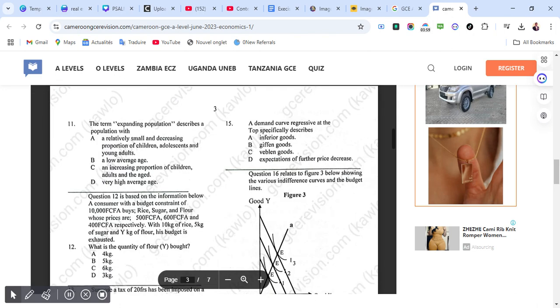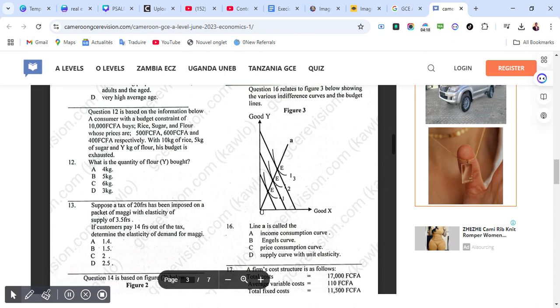The term expanding population describes a population with, question 11, the correct answer is C, an increasing proportion of children, adults, and the aged. 12. What is the quantity of flour bought? Correct answer for 12 is B, which is 5 kilogram.